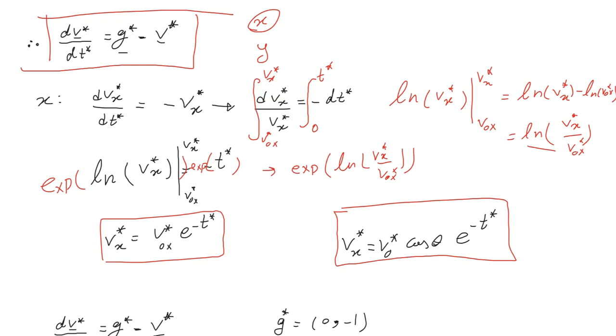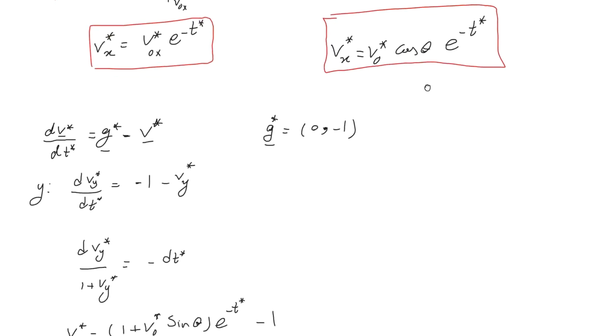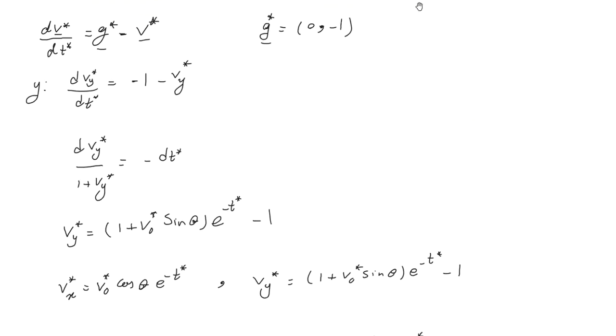Cool. So now we move on to calculate the velocity component in the y direction. Again, we start with the dimensionless equation. Now we have this g. For the previous one, the g component in the x direction was 0, but here the g component in the y direction is minus 1. It's dimensionless, and we non-dimensionalized it with g, so we have minus 1 here. So the equation turns out to be the derivative of vy star equal to minus 1 minus vy star.